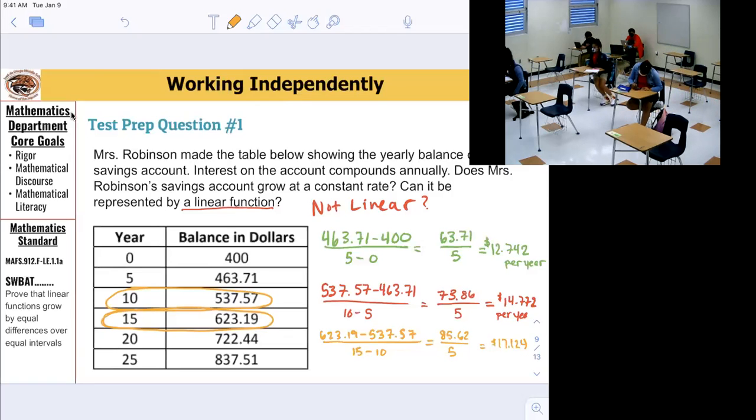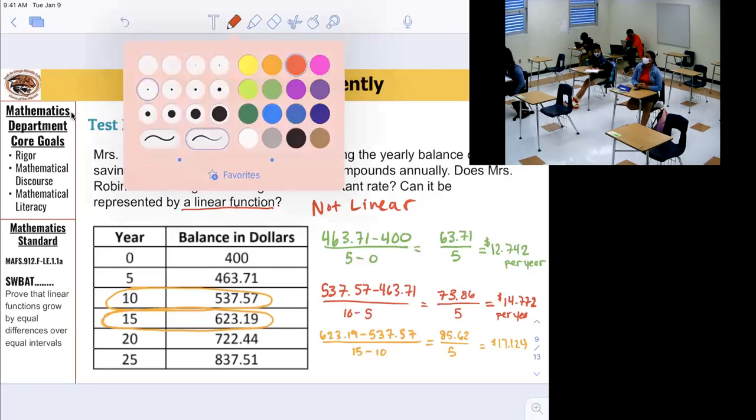You got about 12 the first year, about 14 the second year, about 17 the third year. So already I can check. I can be definitely sure that this one's not linear.